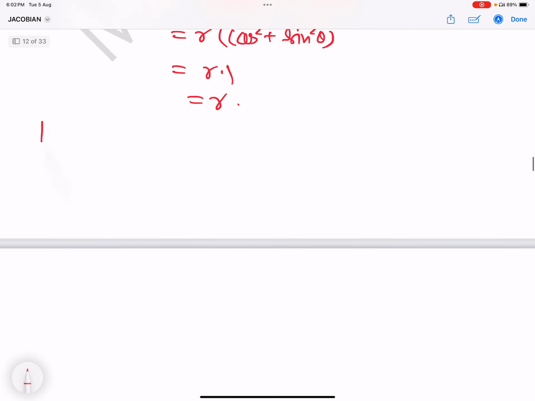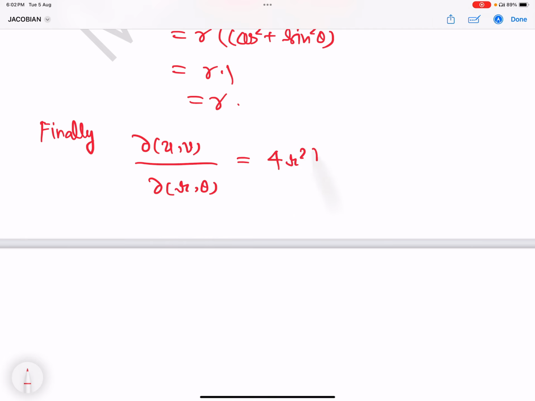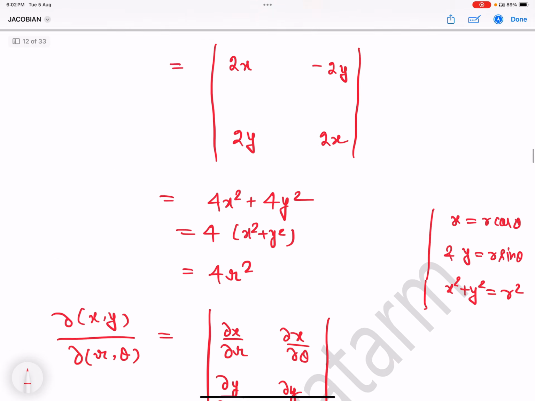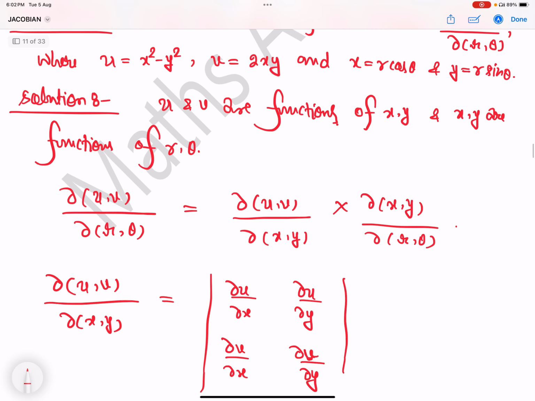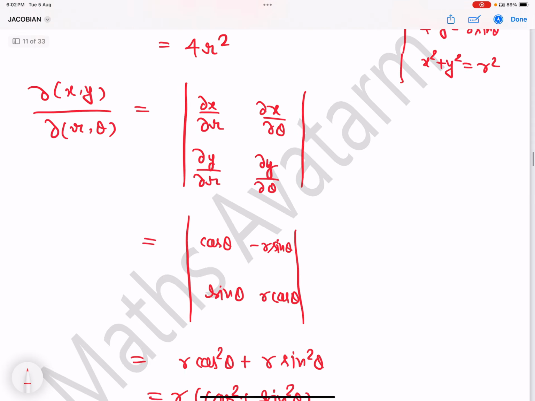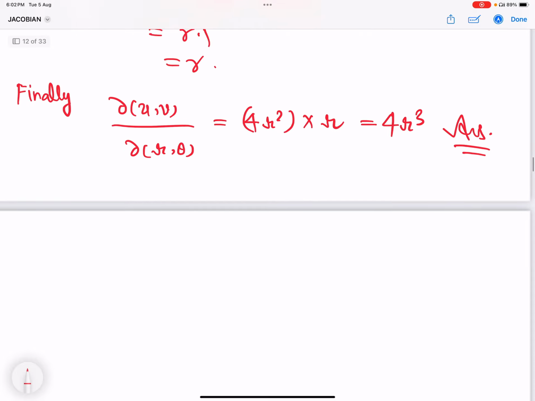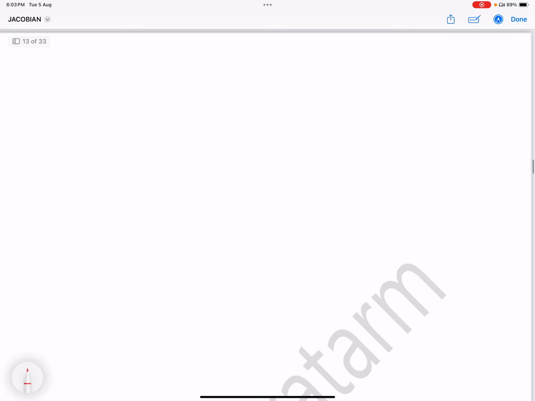So finally, what is the value of this? ∂(u,v)/∂(r,θ). You multiply the Jacobians. That is 4r² and this is r. Okay, 4r³ is the answer. Because we have written this formula here, the Jacobian is the multiplication of these two. That is why you multiply these two values and you will get this. So 4r³ we got.